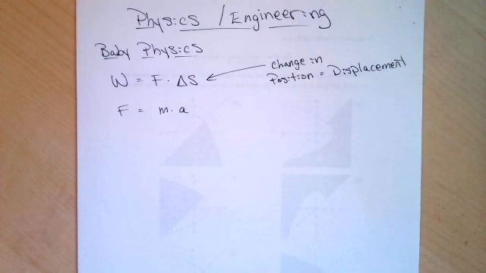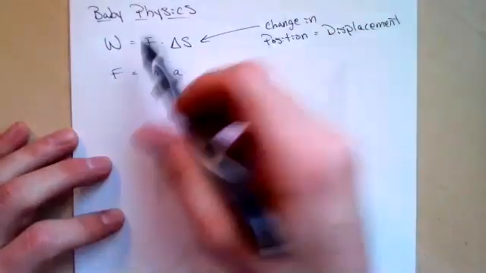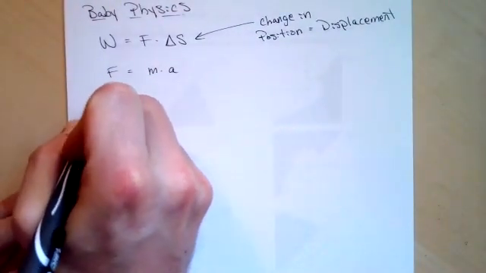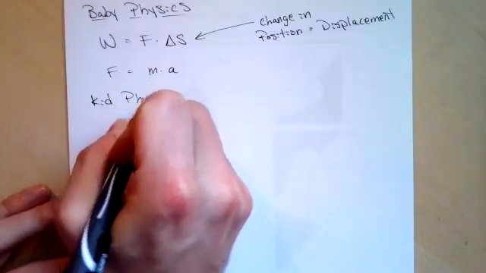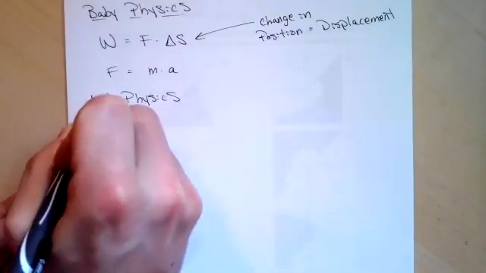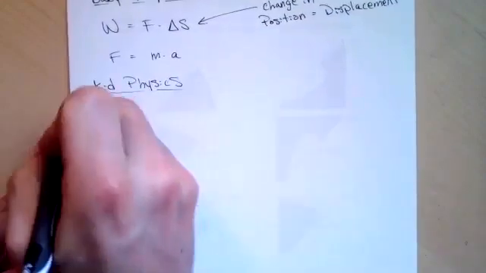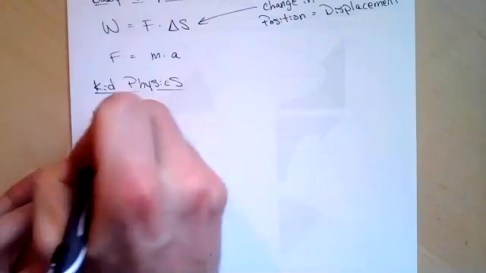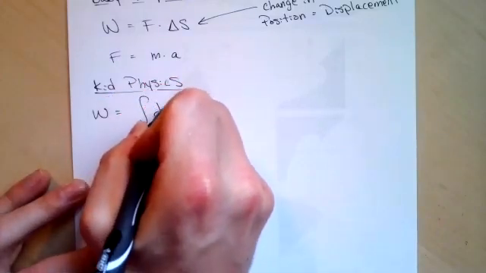We want to now move on out of baby physics to, I don't know, maybe toddler physics is what you want to call the next stage when we get into calculus. And so what we want to do is sort of redefine these laws. We'll say kid physics. Our work is going to be the integral of dw.